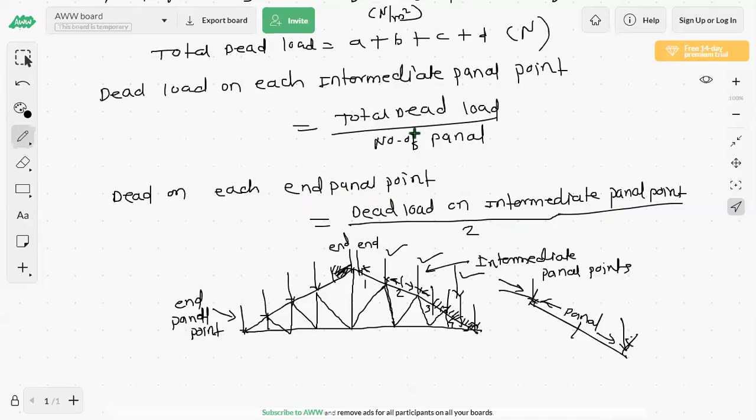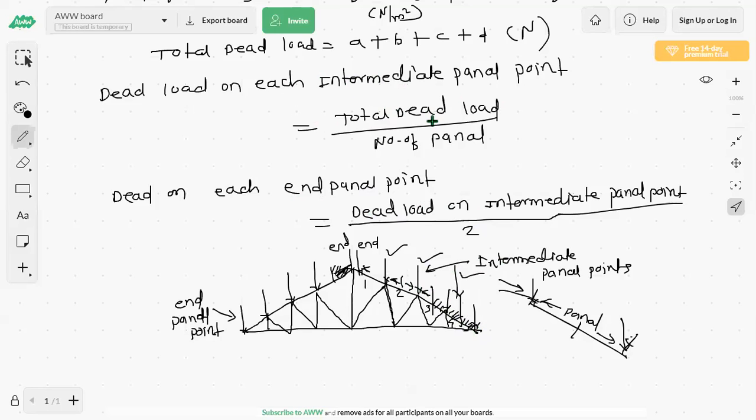So here the dead load on each intermediate panel point and the dead load on each end panel point, that dead load we have now calculated. So the dead load calculation is now over. Are you getting? So we have calculated how to compute the total dead load. From this total dead load, we get the dead load on each intermediate panel point and on each end panel point. The middle ones are the intermediate panel points, the ones at the sides are the end panel points. Are you getting? So on each panel point we have calculated.